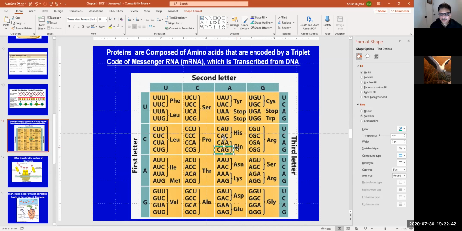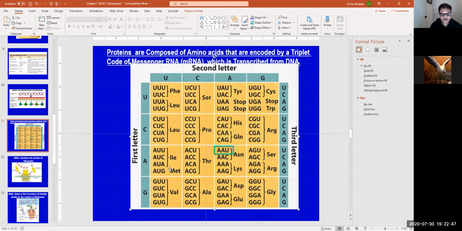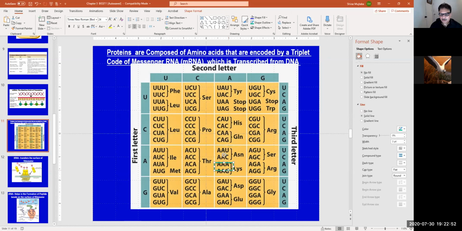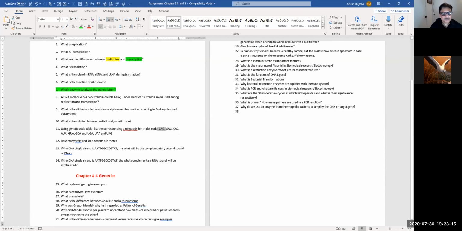Okay. And another example in the question was GAG. So GAG stands for amino acid GLU. GLU stands for glutamic acid. So these three nucleotides code for a single amino acid. So let's look at the next question. So CAC stands for proline.